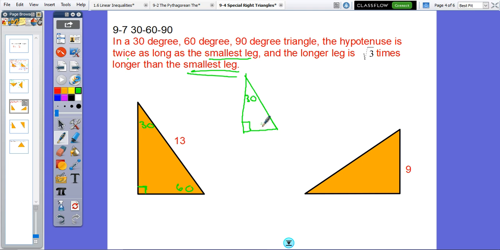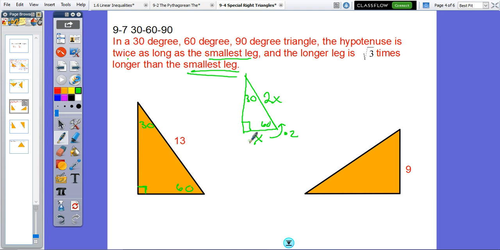The smallest leg is always across from the smallest angle. So if our 30 is right here, our leg down here will be x. So that's where everything is based off. If our smallest leg is x, then we change everything else based on that. Like it says right here, the hypotenuse is twice as long. So to go from the small leg to the hypotenuse, sorry, I said long leg, but it's hypotenuse, we're going to multiply by 2. So we end up getting 2x. So the value of our hypotenuse is always twice as long, or 2x.